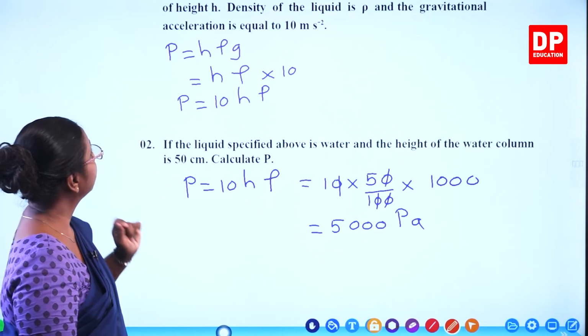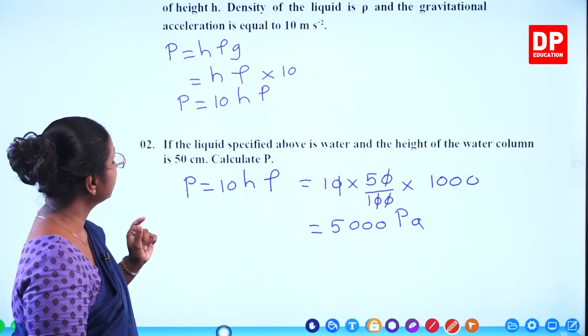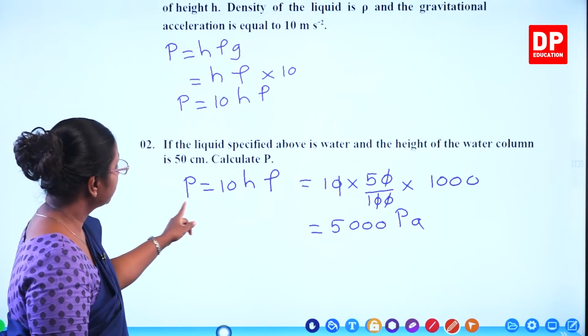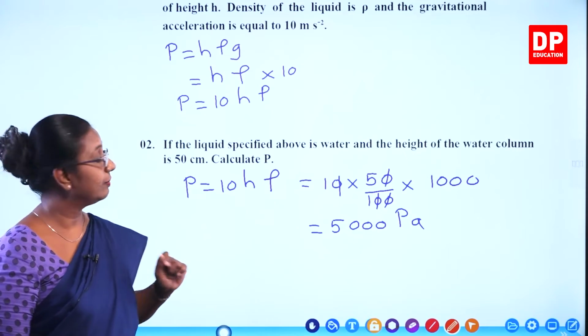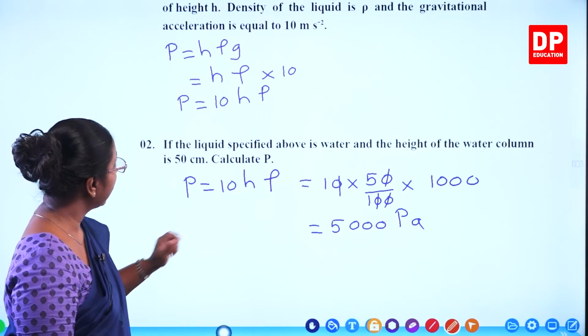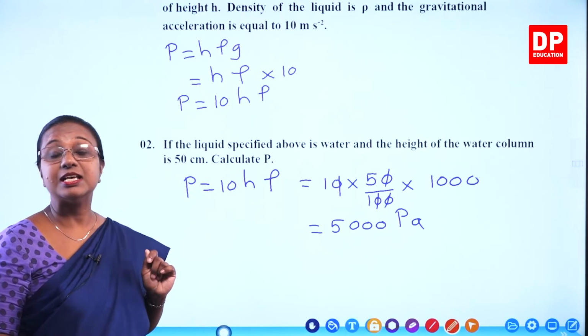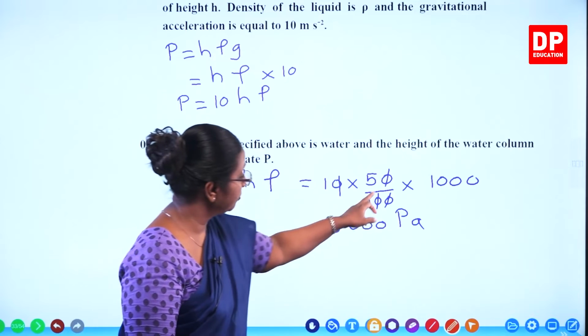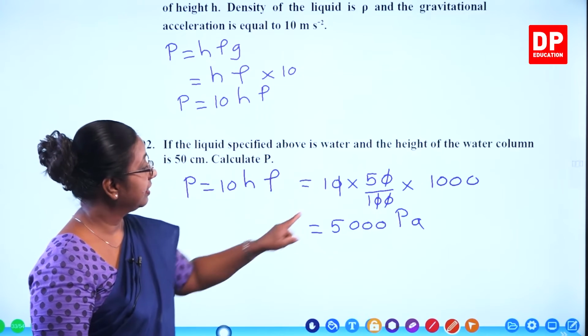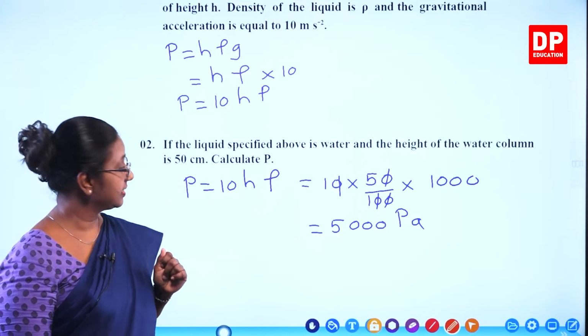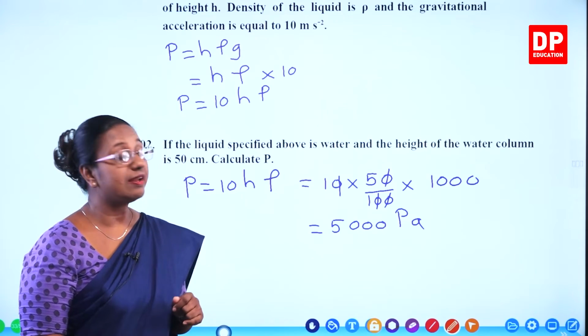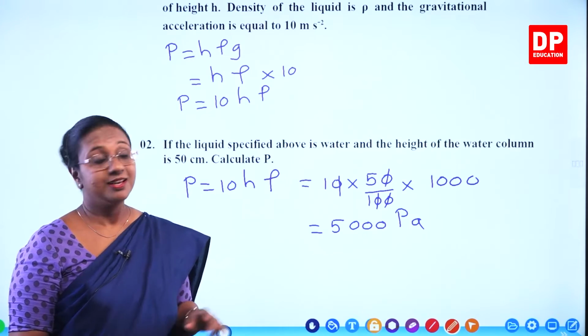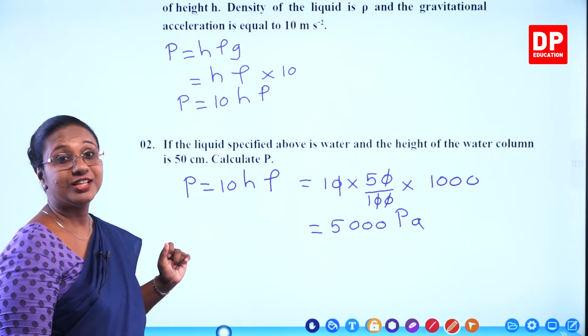That is how we get the relationship h into rho into 10. So, 10h rho. So, here in that equation we substitute the height 50 centimeters, but it has to be converted to meters. So, you need to divide it by 100 and density of water is 1000. So, it's equal to 5000 Pascal. With that, I will move on to the next question.